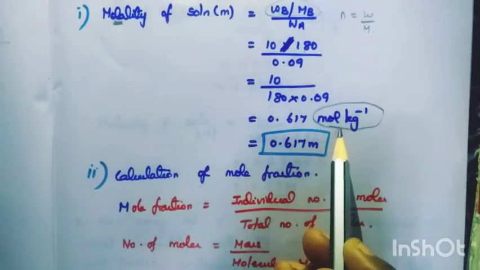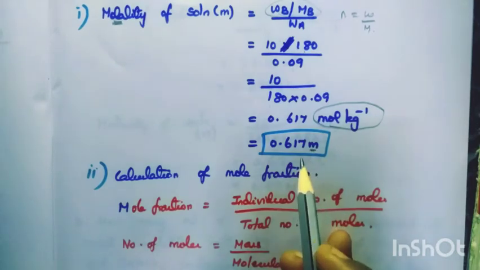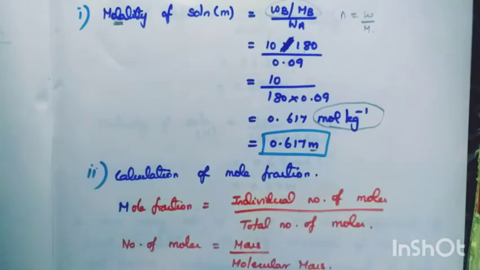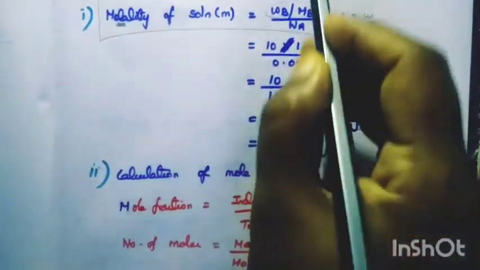Mole per liter is capital M and mole per kilogram is small m. That is molality. Molality means small m. Molarity means capital M. This is simple. Molality formula is this one.